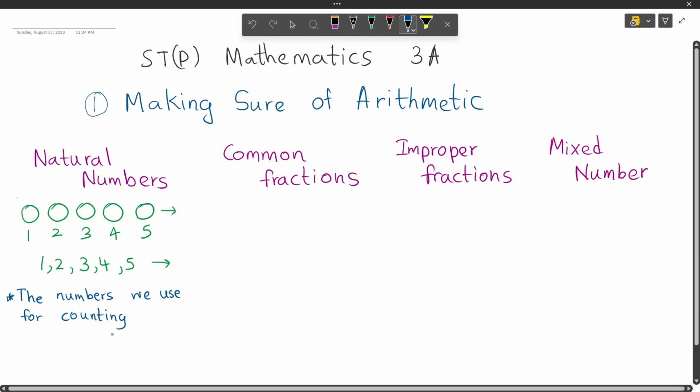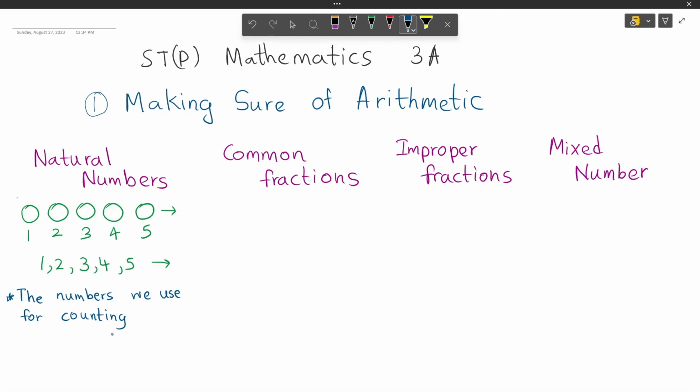Now we know what natural numbers are. Starting from 1, till, there is no limit to counting numbers. 1, 2, 3, 4, 5, 6, 7, 8, 9, 10, 11, 12, 1000, 1001 or 10,000, 100,000, million, billion. There is no limit to counting numbers. Those are the natural numbers. Now we know what natural numbers are.